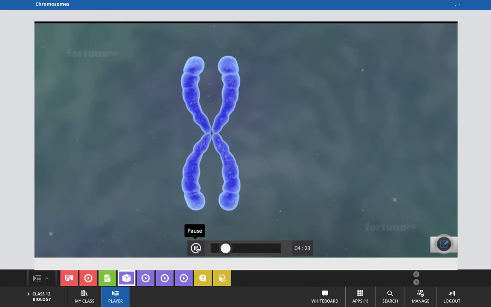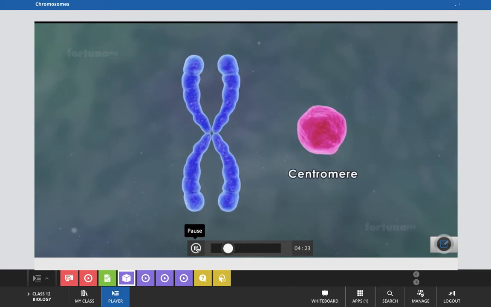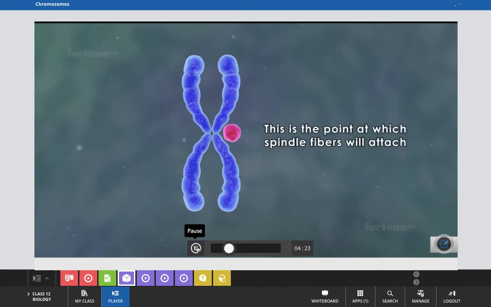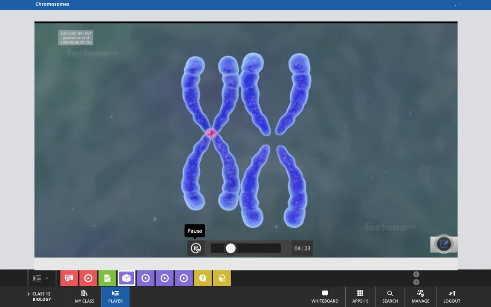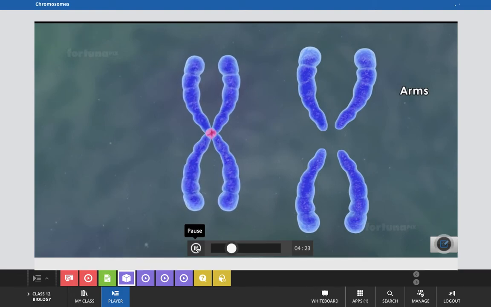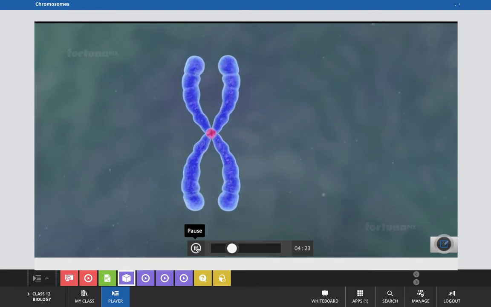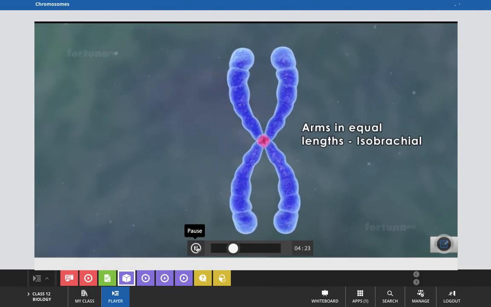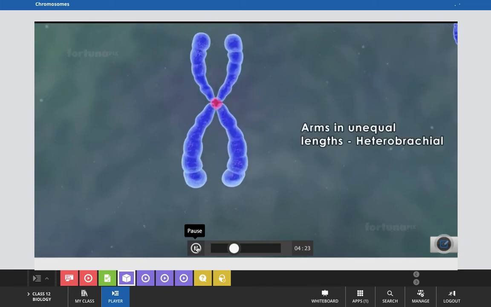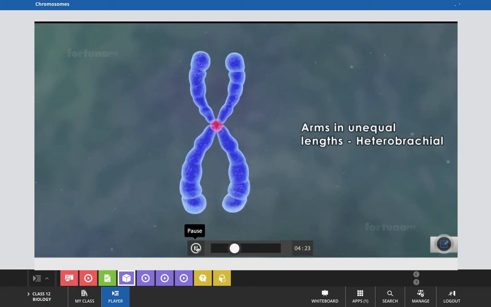Chromatids are held together at a region usually at their center, known as the primary constriction, though more commonly referred to as the centromere. During mitosis, this is the point at which the spindle fibers will attach. The portions of a chromatid found on either side of the centromere are the arms. Based on the centromere's position, the arms may be of equal lengths, in which case they are isobrachial, or unequal lengths, in which case they are heterobrachial.